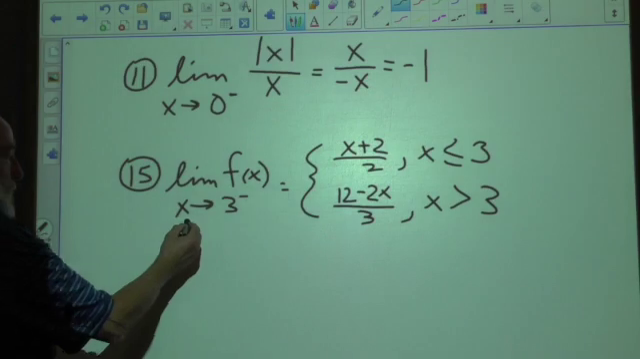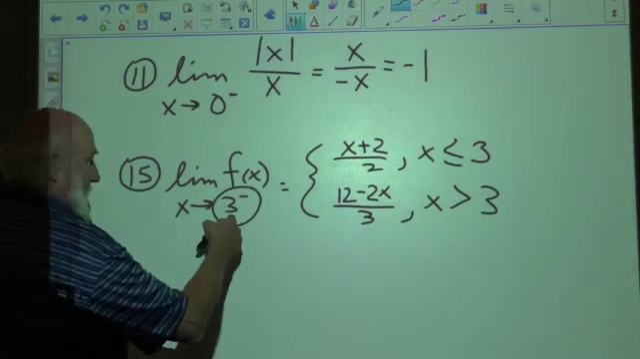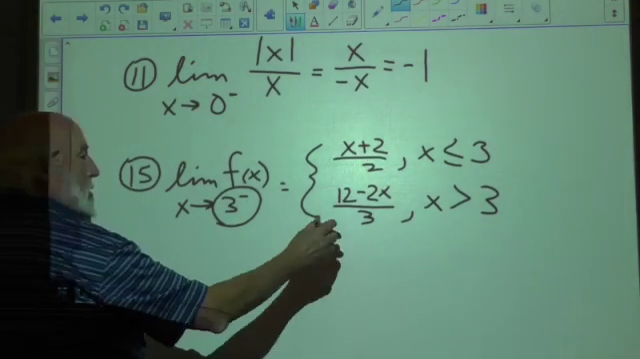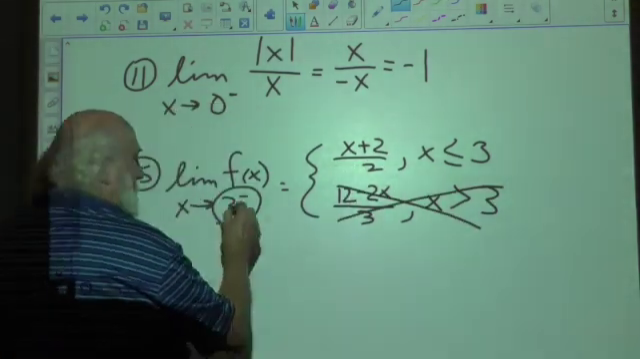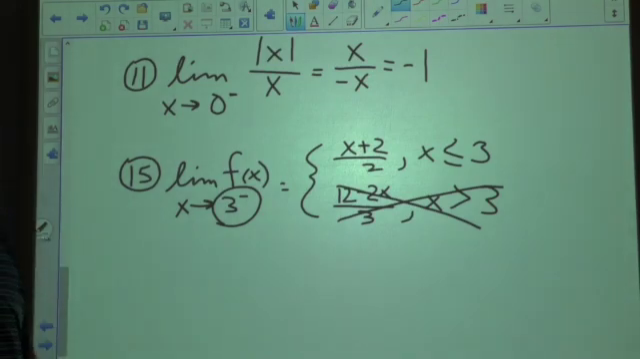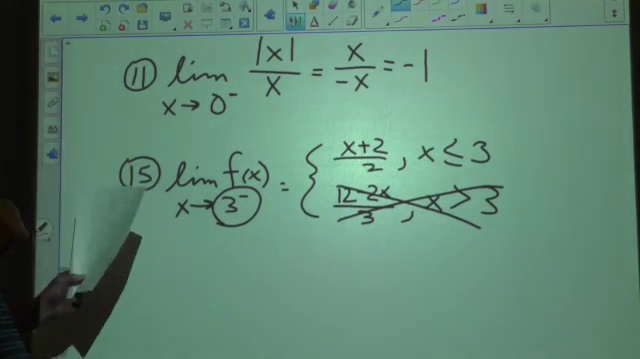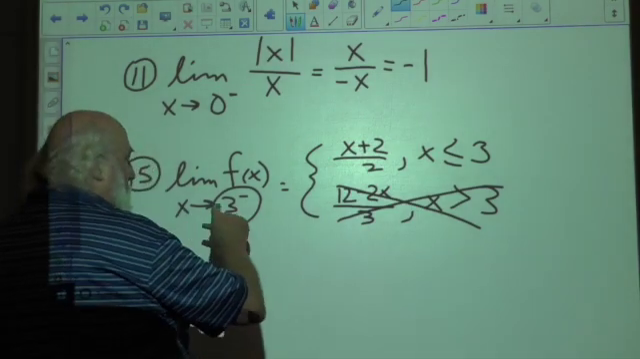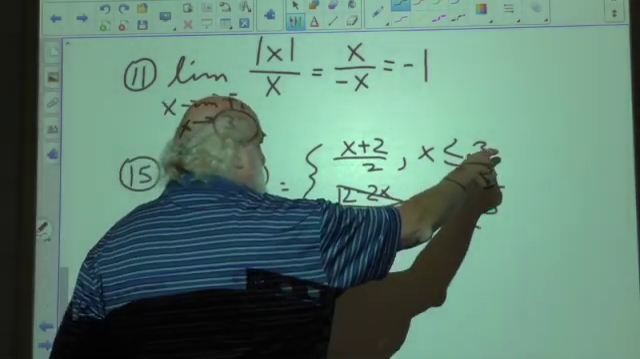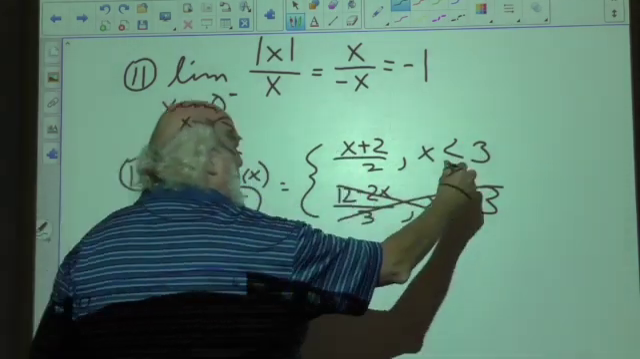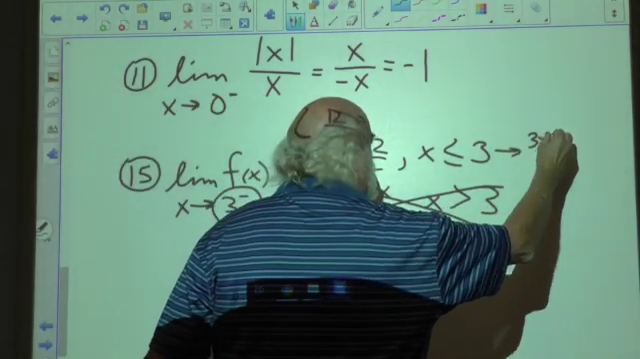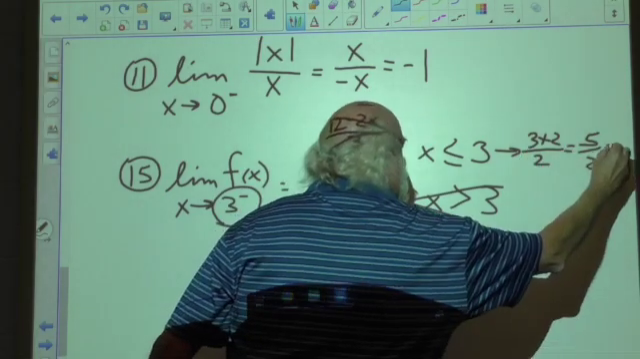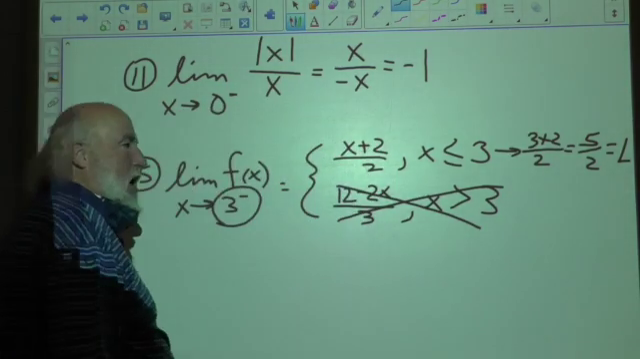Okay? Now, if we take a look at this right here, this tells us that this is not an option. We're not even going to consider that because that isn't part of our approach for the limit. So we're just looking at one part of it here. So as x approaches 3 from the negative side, that includes all this right here. We just plug in the 3 for this. This is 3 plus 2 over 2, which is 5/2. And so that is going to be our limit, 5/2.